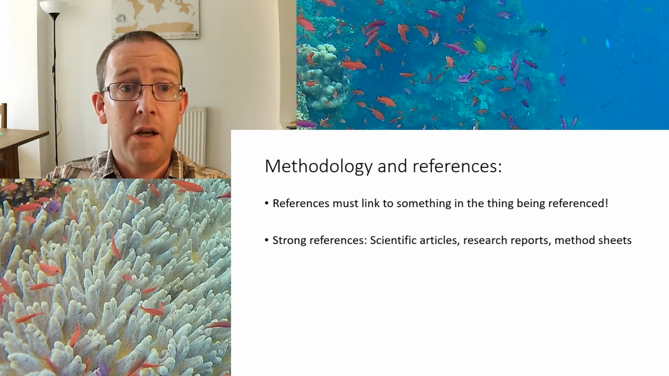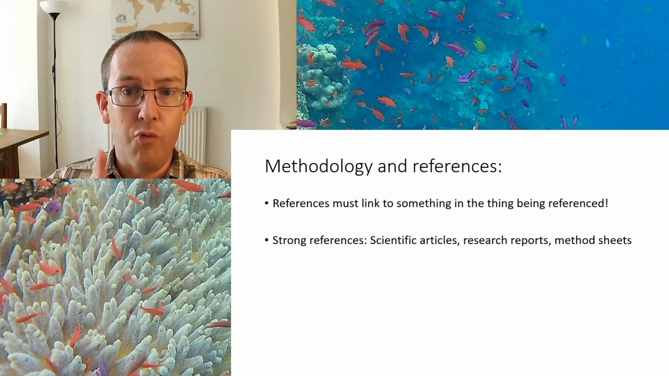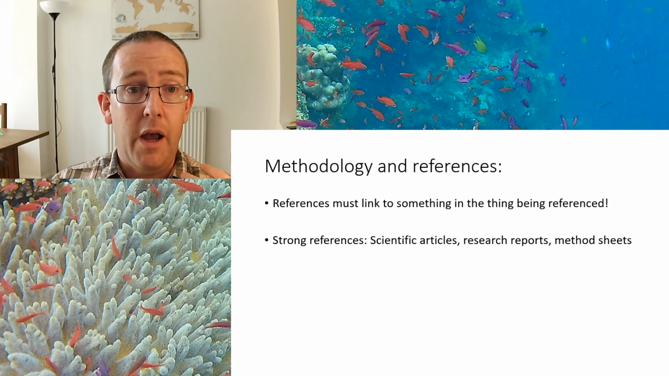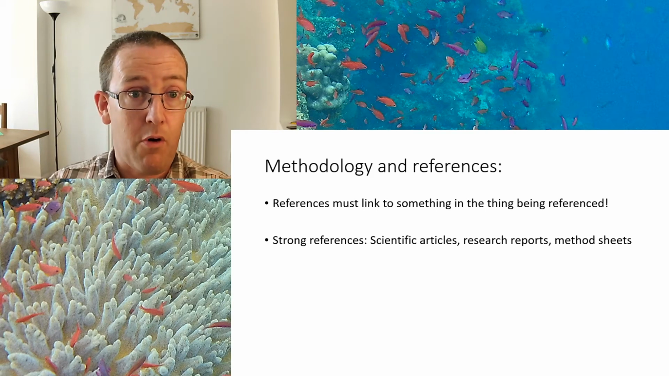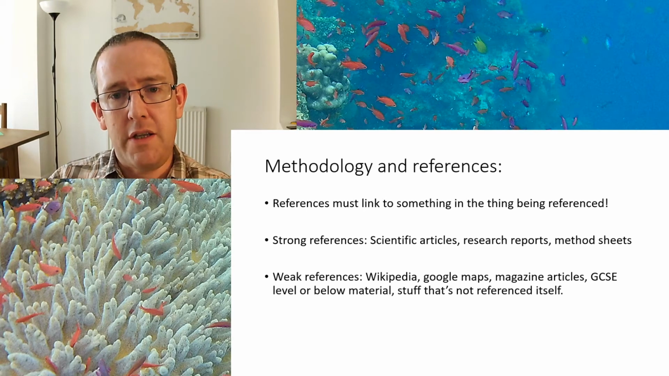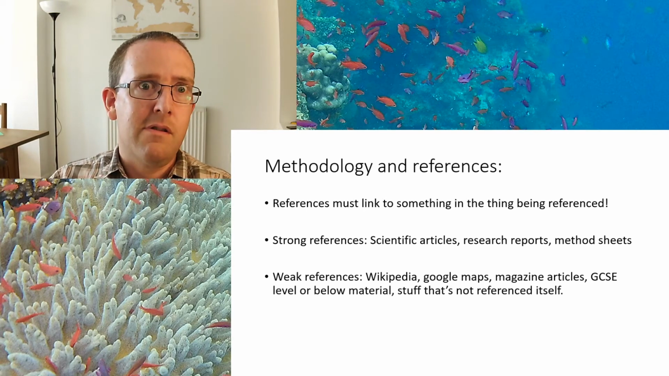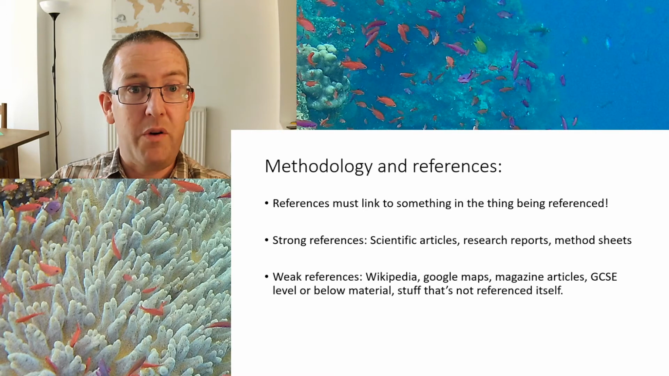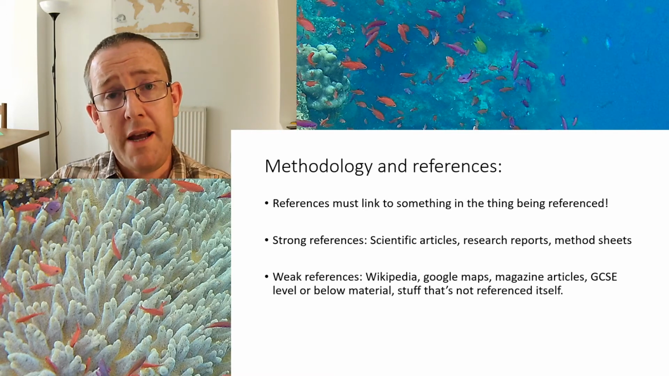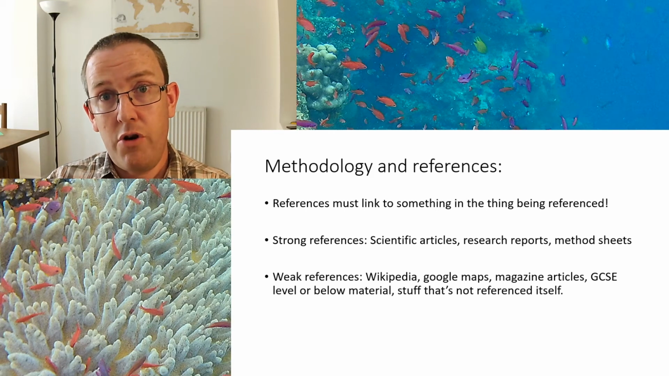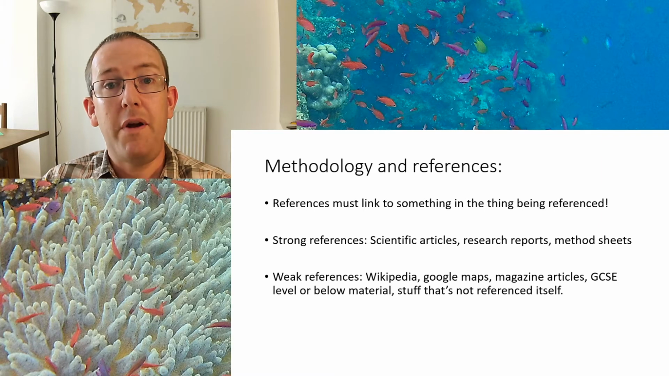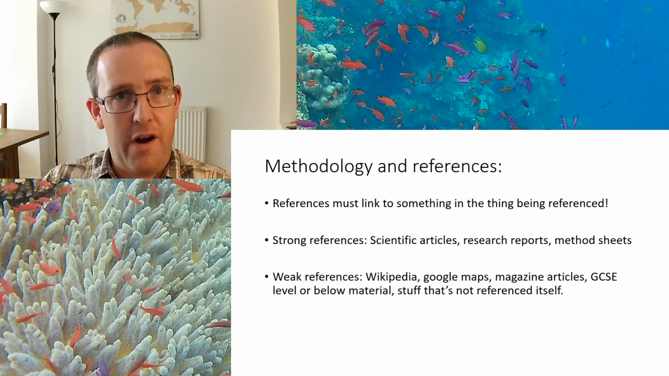Strong references, things like scientific articles, research reports, method sheets, all that kind of stuff of similar experiments that you could borrow from. Great. Weak ones, and I genuinely got all of these things. Wikipedia. I mean, it's a good starting point, but Wikipedia is extensively referenced. You can look at the references in Wikipedia and follow those up and actually get to where the actual research is. Wikipedia should be a starting point, not an end point.